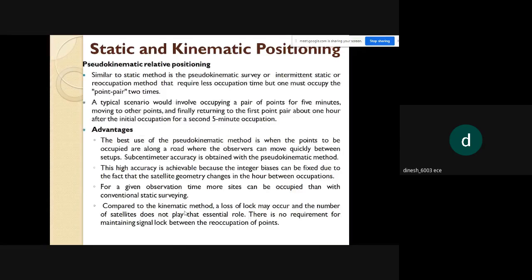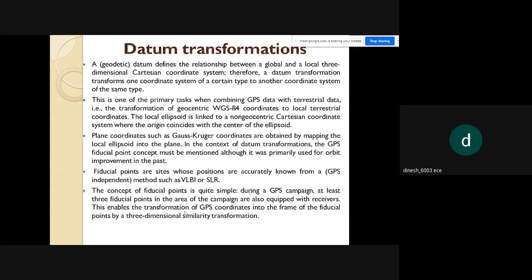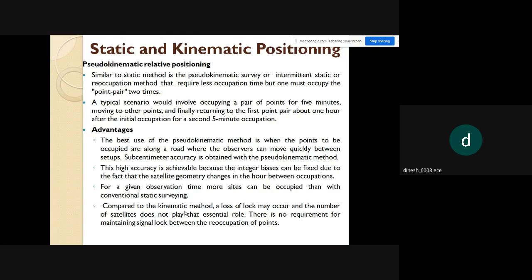And in addition to the static and kinematic, we have a third one called pseudo kinematic relative. Pseudo kinematic relative is an intermediate between static and kinematic, which involves occupying a pair of points for 5 minutes. When you want to use the pseudo kinematic method, for 5 minutes or for some duration, the system will not acquire the positioning. So for 5 minutes, it will acquire the position, whatever it is.